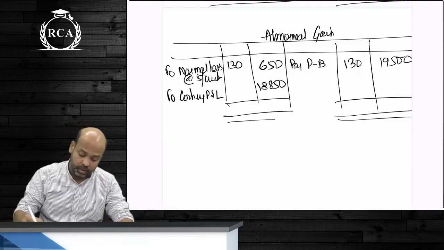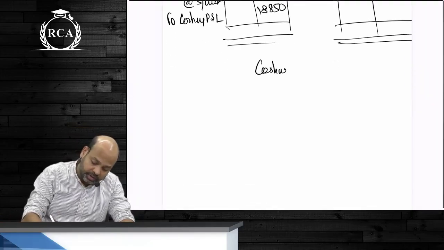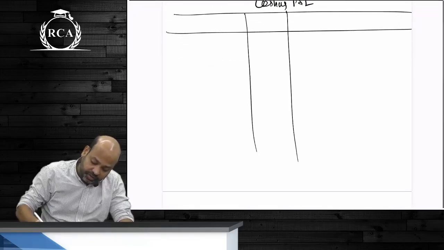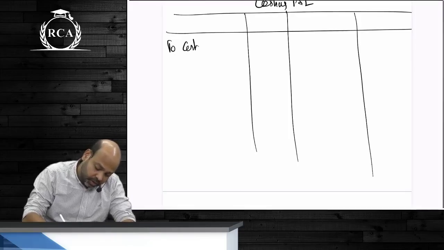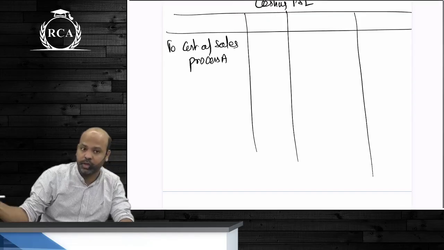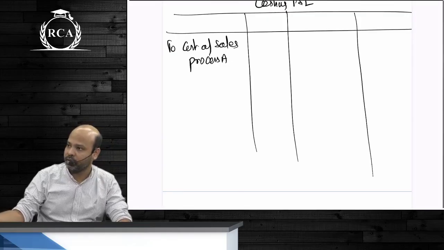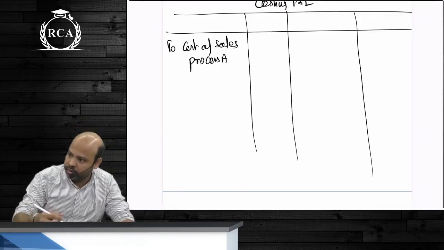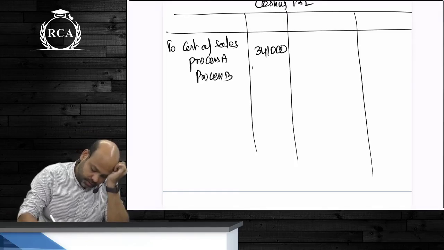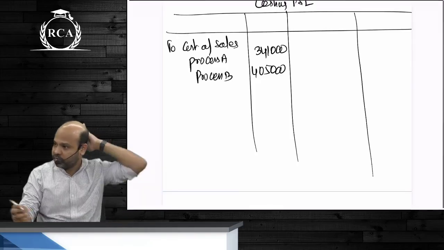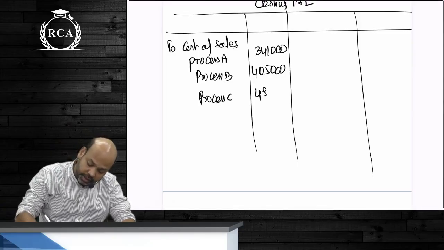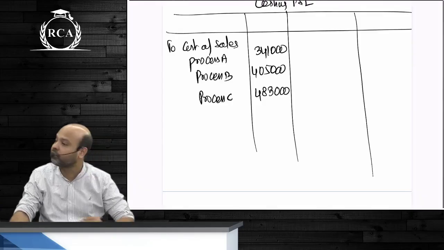Yes or no, kids? Now when we present costing P&L account, guys, or just P&L account, look at all the process accounts, guys, and tell me what is the cost of sales that was brought in from all of these accounts. Cost of sales, guys. Process A, beta, what was the cost of sales that was brought forward? 3,41,000. One second. Process B beta. 4 lakh. Abhilash, please get the AC on upstairs. Process C, guys. 4,83,000. These were the cost of sales, guys.